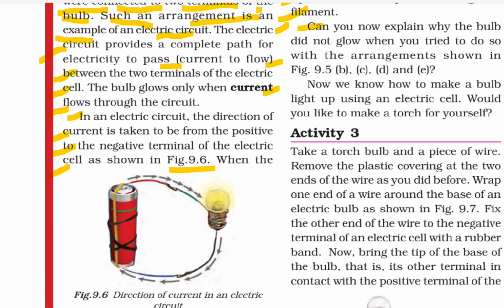Can you now explain why the bulb did not glow when you tried to do so with the arrangements shown in figure 9.5 B, C, D and E? Now we know how to make a bulb light up using an electric cell. Would you like to make a torch for yourself?